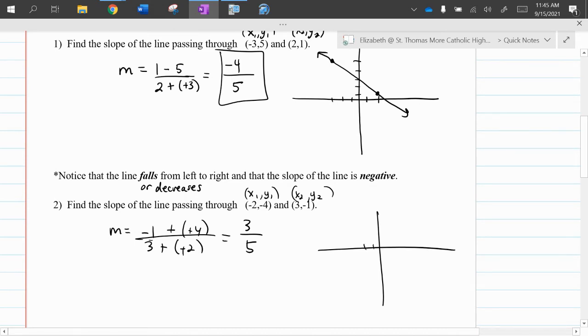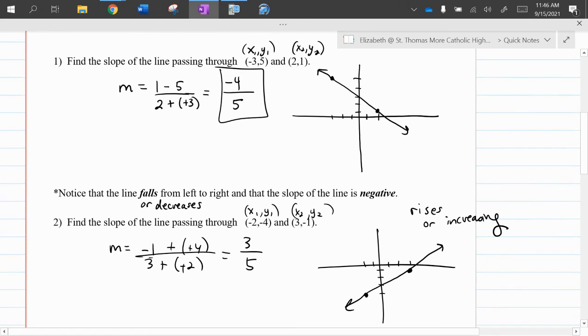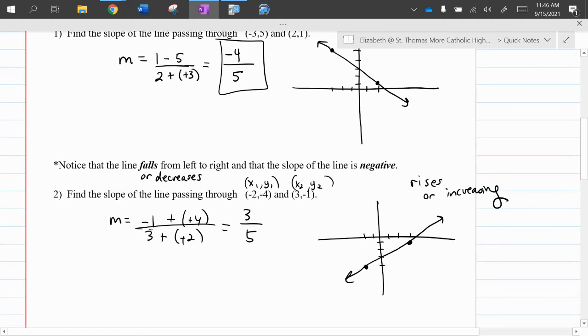So if I plot these two ordered pairs, there's negative 2, negative 4 there, and 3 comma negative 1 is here. And if I draw the line that connects those 2 points, I see that this line rises, or is increasing from left to right. And also notice that the slope is positive. So we can conclude that when the slope is negative, the line will be falling or decreasing. And if the slope is positive, then the line will be rising or increasing.